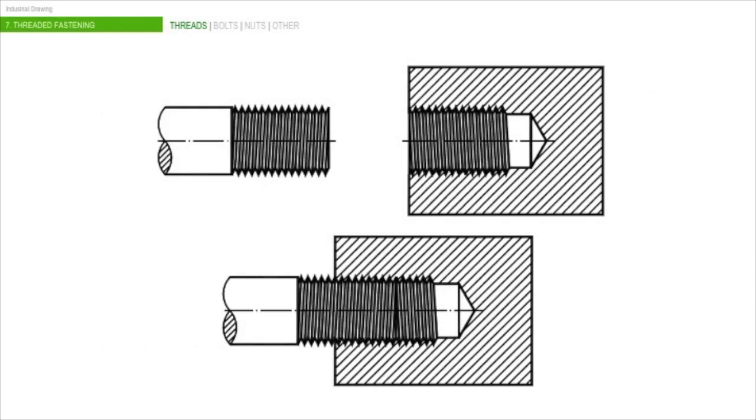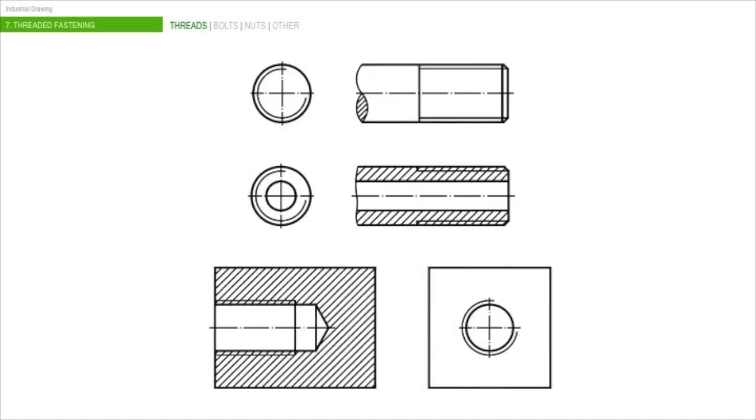When drawing threads, we can use a detailed representation, as you can see here in these images. You can see the external thread and the internal thread, both with a detailed representation of the thread. We can also use a simplified one, as you can see in these examples. We will use this one. Let's have a look more in depth.